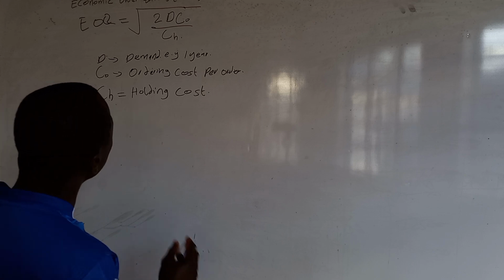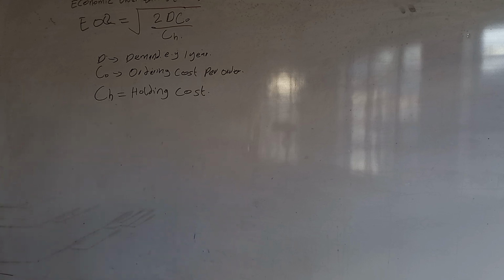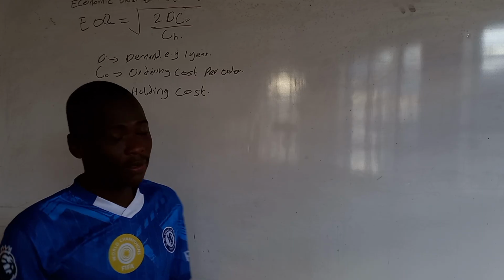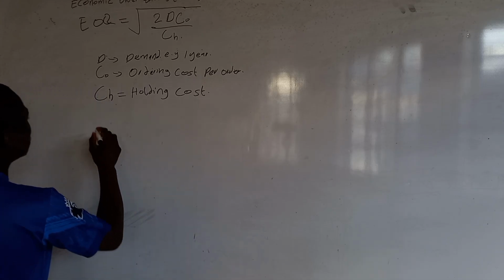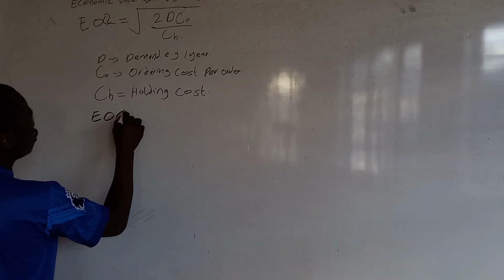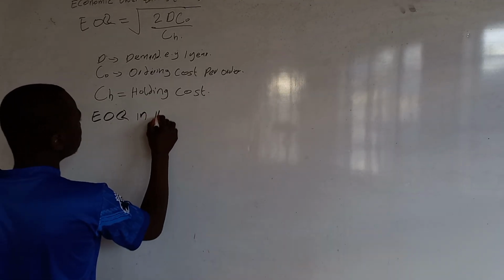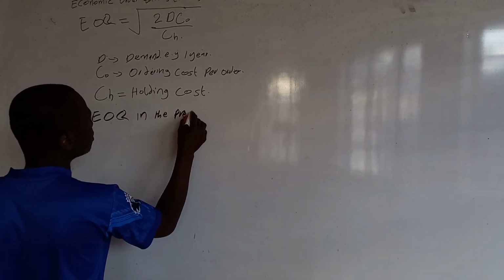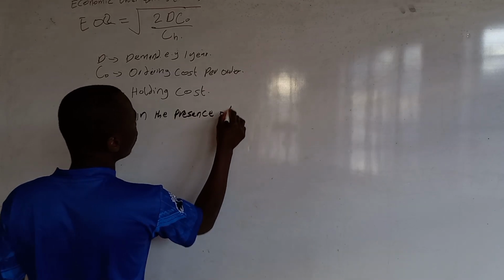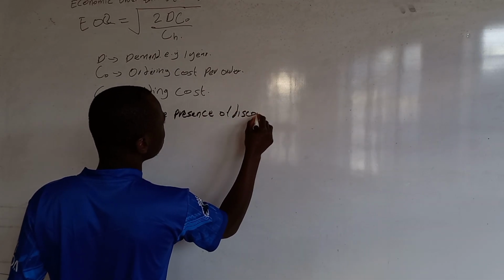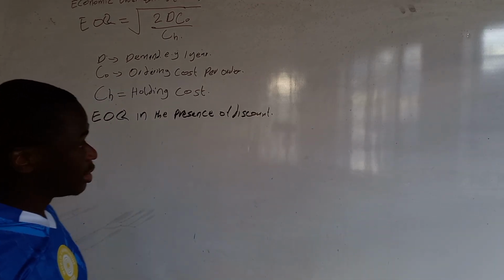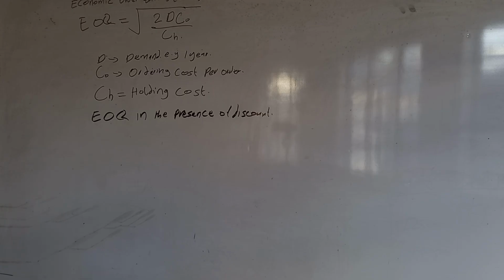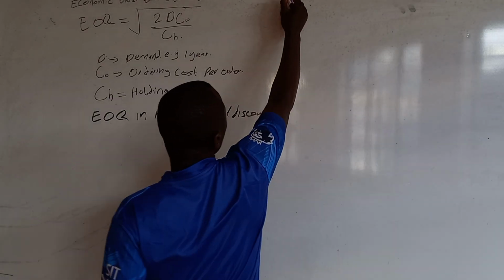Today, I want us to look at this economic order quantity from another aspect. For example, if there is a discount. So we are going to look at EOQ in the presence of discount. Now, wherever you are given a discount, there are some steps you need to follow.